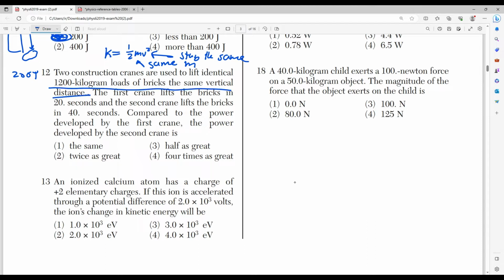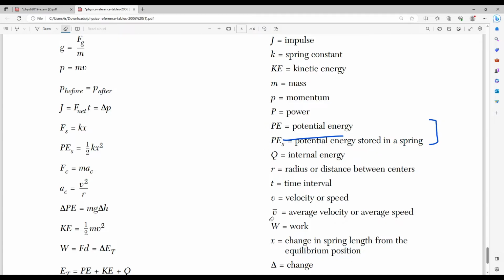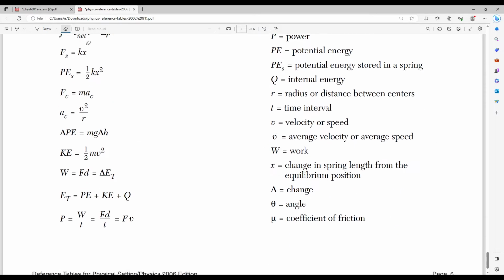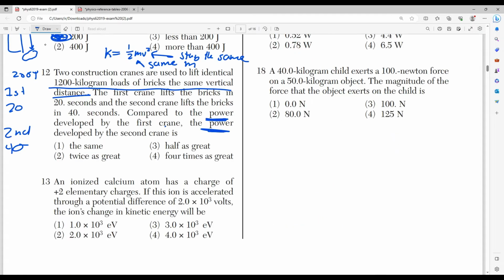Number 12 says 2 construction cranes are used to lift identical 1,200 kilogram loads of bricks the same vertical distance. The first crane lifts the bricks in 20 seconds, and the second crane lifts the bricks in 40 seconds. Compared to the power developed by the first crane, the power developed by the second crane is what? Well, I'm going to go into my reference table and search for where it has to do with power. Obviously, power is going to be the formula with P, right? And P is equal to work over time, right? So I'm just going to write that down. P is equal to W over T.